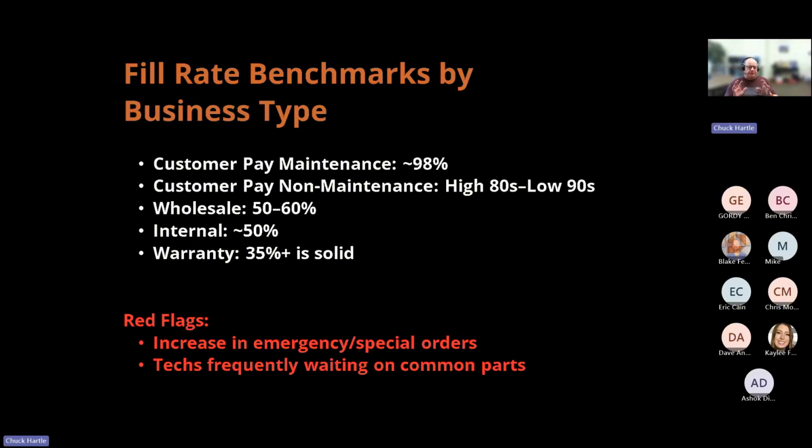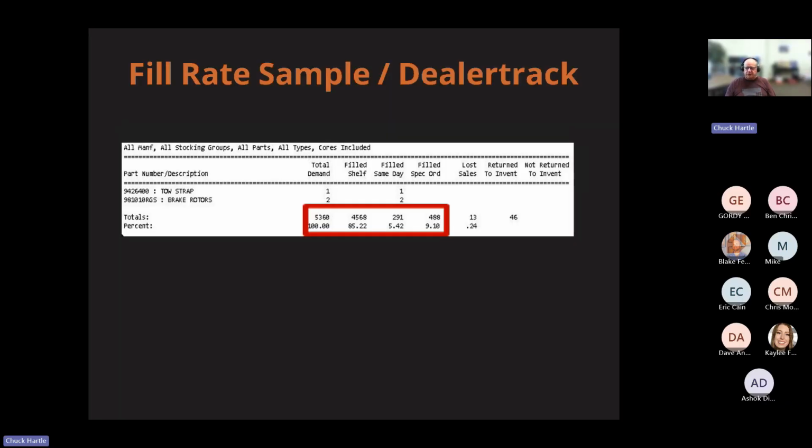One DMS has a halfway decent way of looking at it. This happens to be DealerTrack. They have a fill rate report that shows you total demand filled from the shelf, which just shows 85%. But one of the things that I find to be more accurate is, if it was filled from the shelf, and now you look to the next column, the same day fill rate is only 5.42%, but 85% off the shelf.